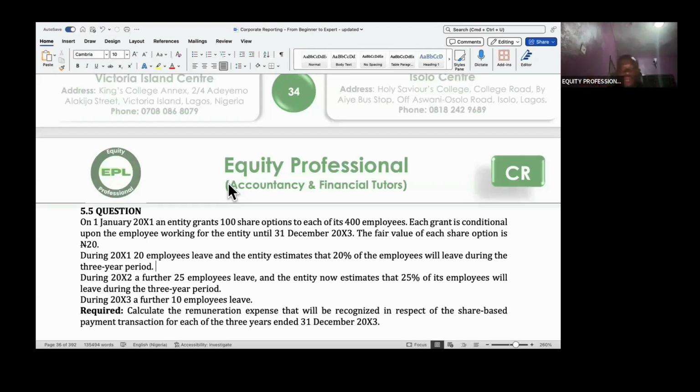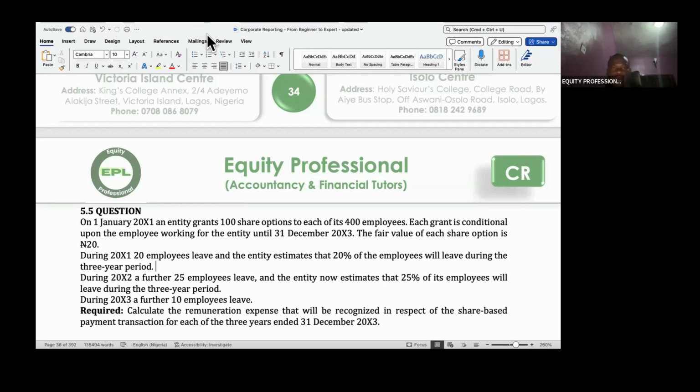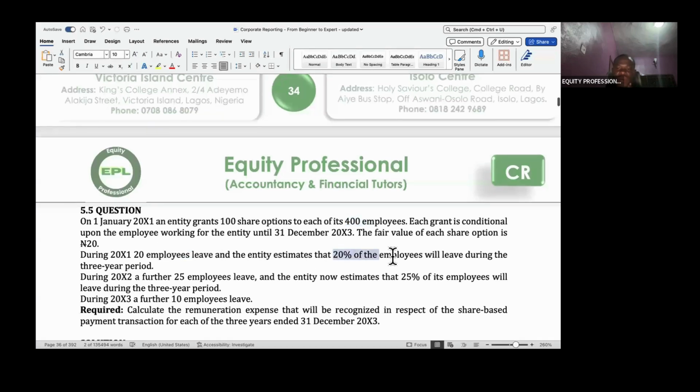Anybody? 320. Okay, that's correct. That's correct. 320. And that 320 is because we have 400 employees, and the question told us that 20 employees leave in year one. We are now estimating that 20% of our employees will leave over the 3 years. So this is the estimate of people that will leave over the 3 years. If 20% is leaving, that means 80% will not leave. And if you punch your calculator, 80% of 400 simply gives you 320. So she's perfectly correct.